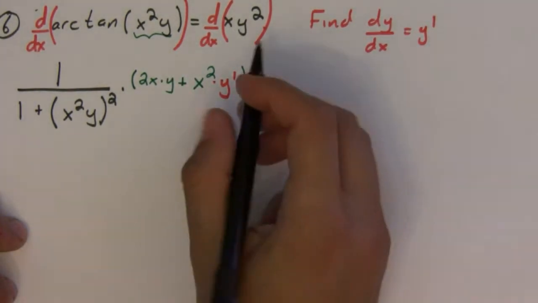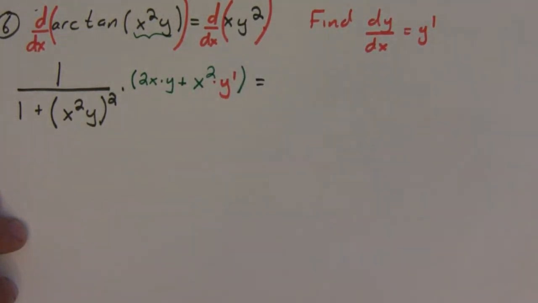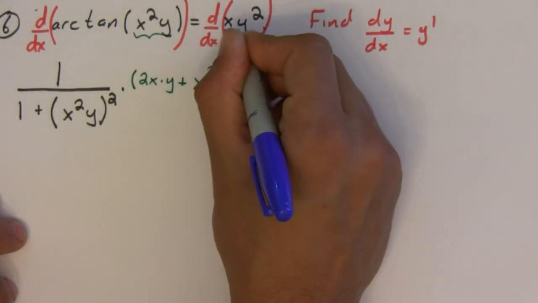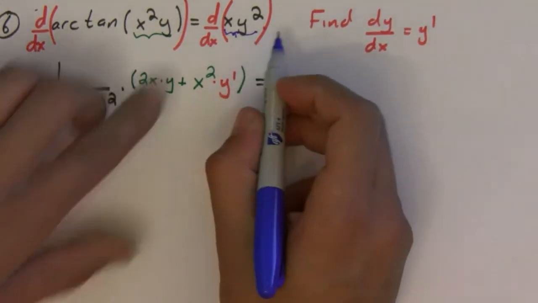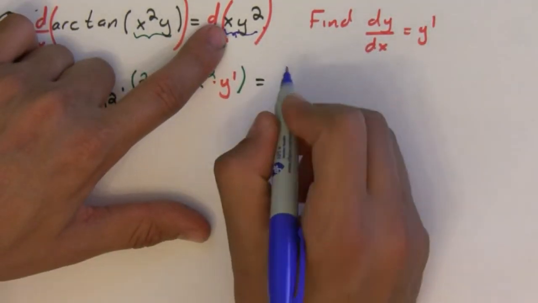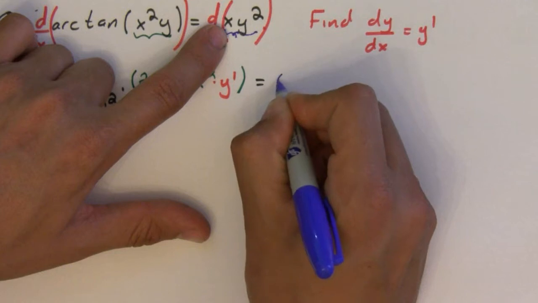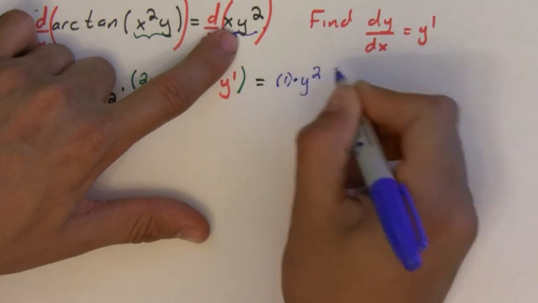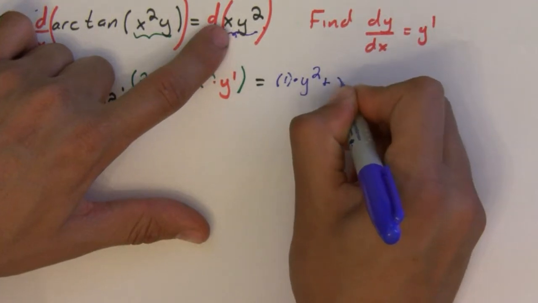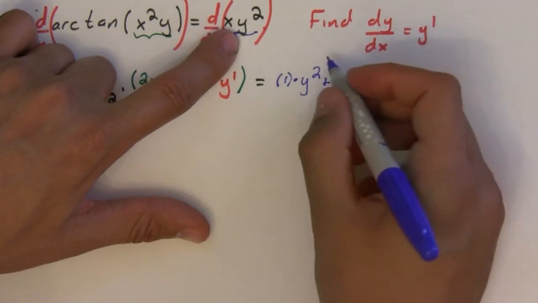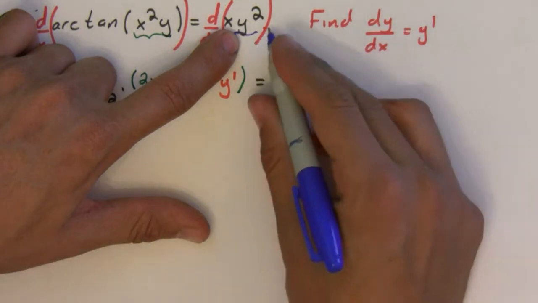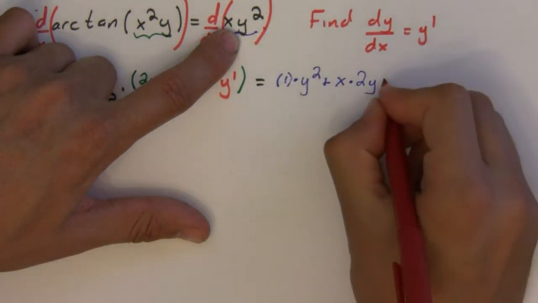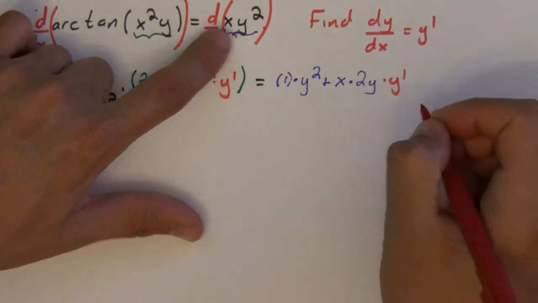Now here on the right side, notice that we have a chain rule situation as well. So the same thing, we're going to get the derivative of the first, which is 1, times the second, which is y squared, leaving it alone, plus the first, leaving it alone, times the derivative of the second. So the derivative of y squared, that's 2y times y prime.